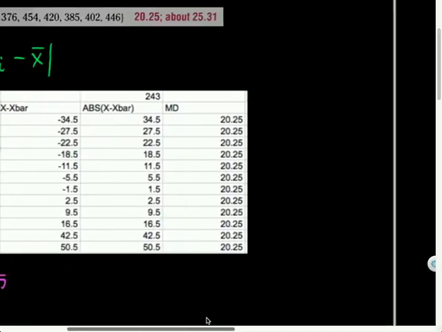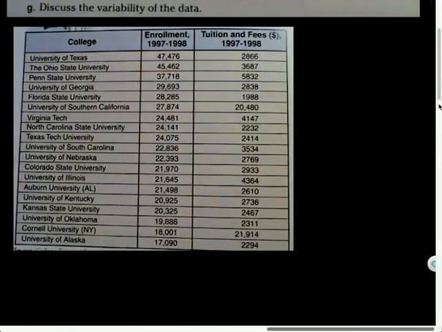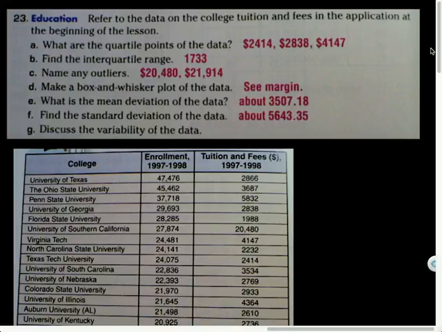So let's scroll over here. And here is problem 23 later on in the lesson. It says, refer to the data on the college tuition and fees in the application at the beginning of the lesson. And so I've copied the data, and I've got it down there. And the tuition and fees is specifically the right-hand column. The enrollment wasn't what we were interested in. We were interested in the money.